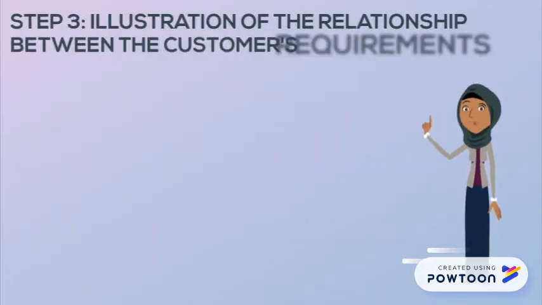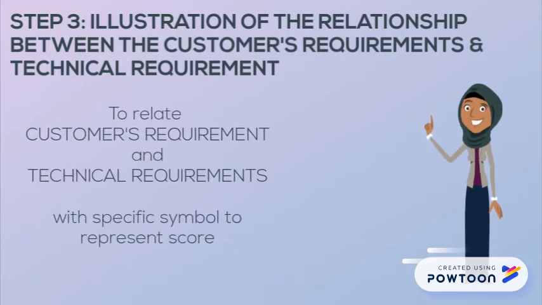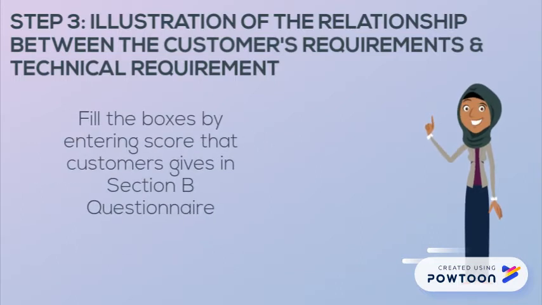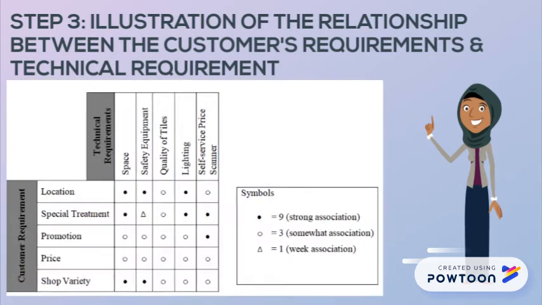Step 3. Illustration of the relationship between the customer's requirement and technical requirement, relating both with specific symbols to represent score. Fill the boxes by entering the score that the customer gave in section B as shown in the diagram.